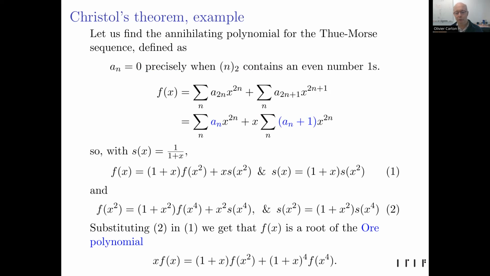This is for the Thue-Morse sequence, so we can see at the end the Thue-Morse sequence. If we take the power series f(x), then it satisfies this equation: x f(x) equals (1 + x) f(x)^2 + (1 + x^4) f(x)^4. Actually, here it's a little misleading, because f(x^2) should be read as f(x)^2. But as we will see, for F_2 it is the same, because here we look at everything in F_2, modulo 2.